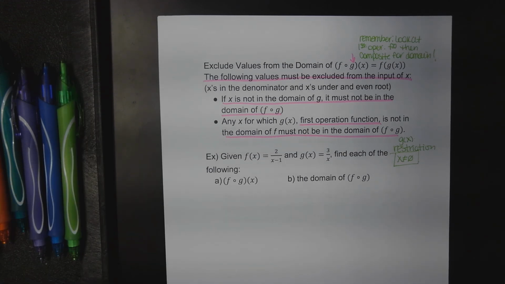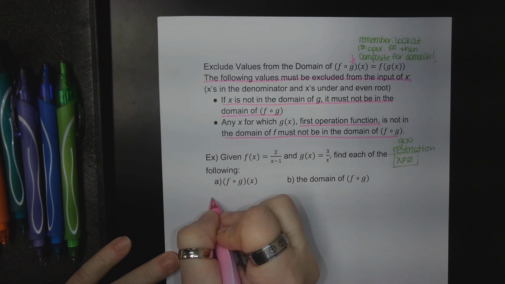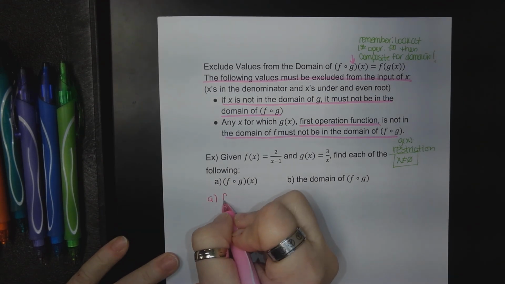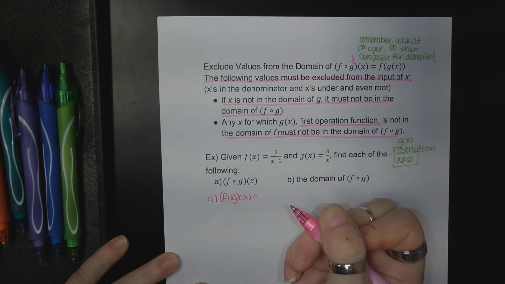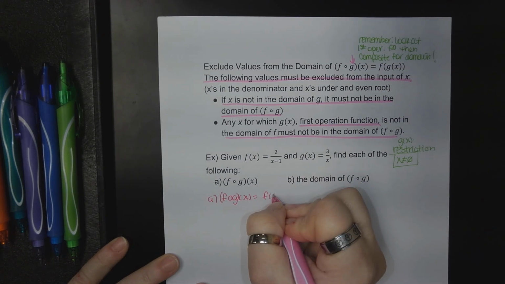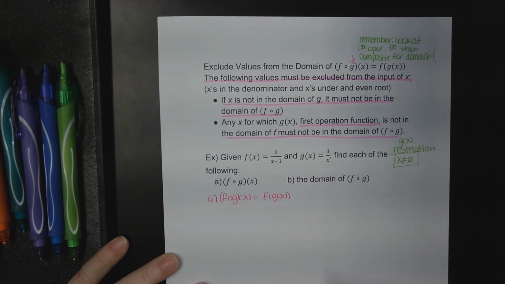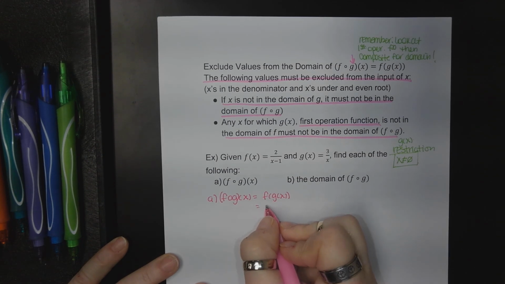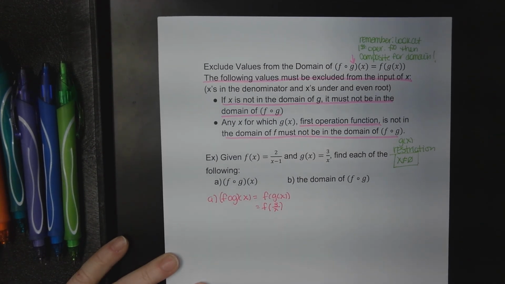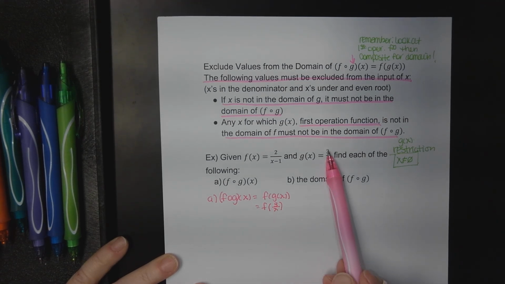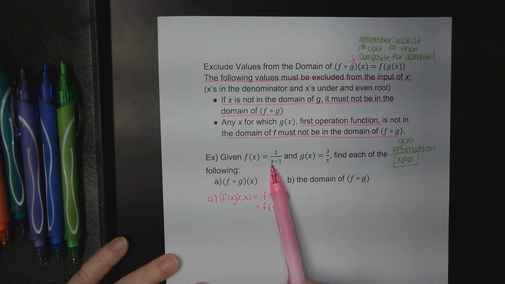Okay, let's start with A. So we're going to do f of g of x. That's going to be f of g of x. That's going to equal f of 3 over x, okay? So what that means is we're going to put 3 over x in place of this. So let's do that.